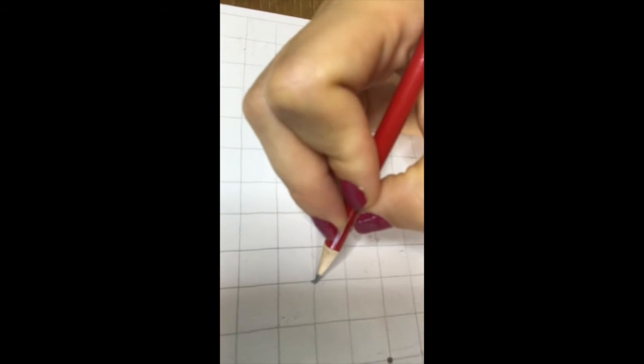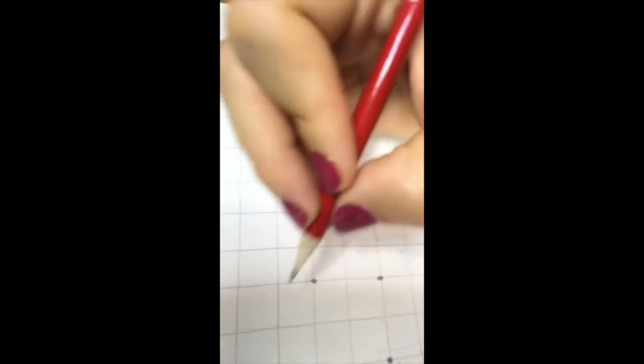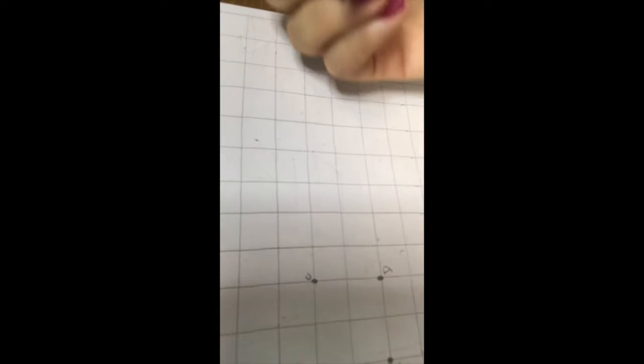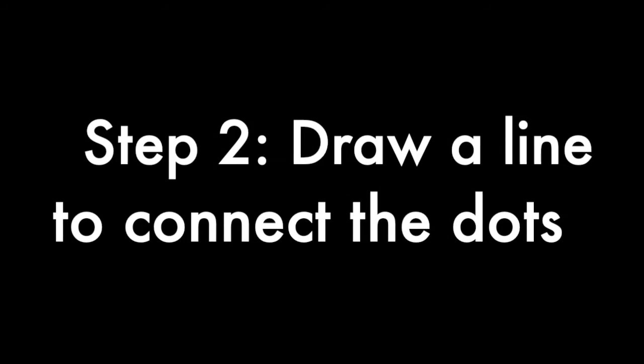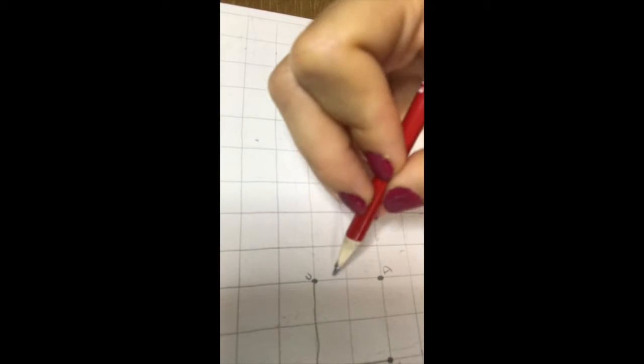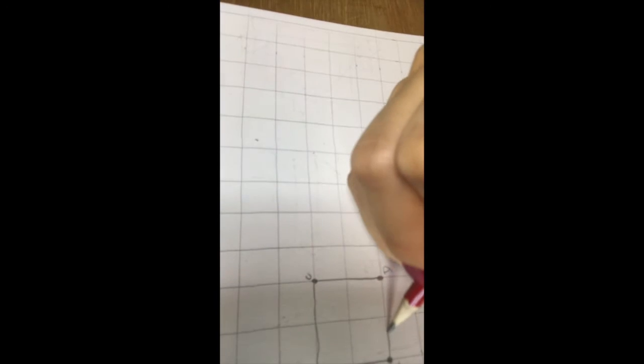Ready? And the first step is drawing our shape. I'm going to draw a corner, another corner, another corner, another corner, so 4 corners, and this will be A, B, C, and D, and I want you to label it. And draw lines to connect them.